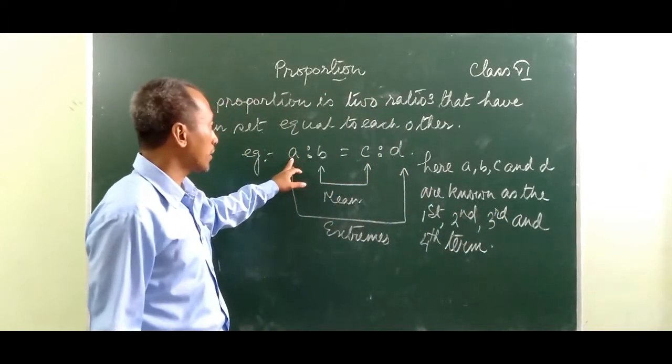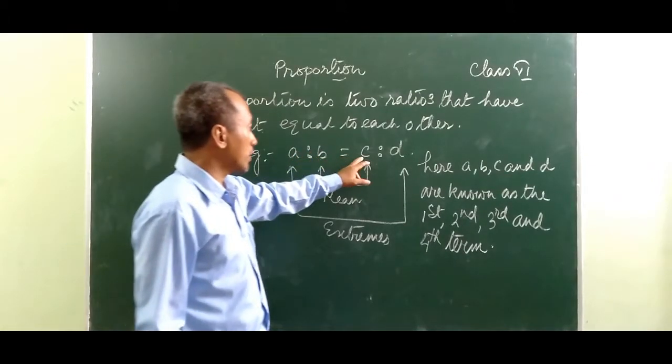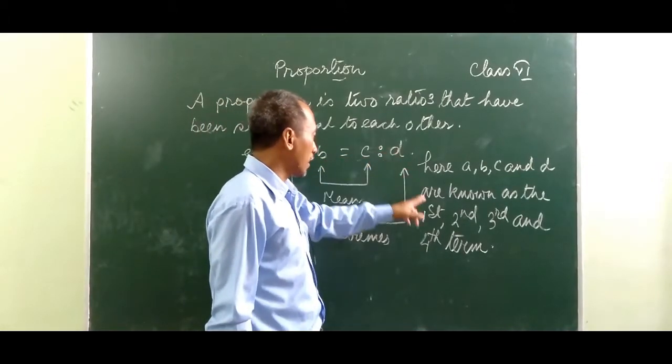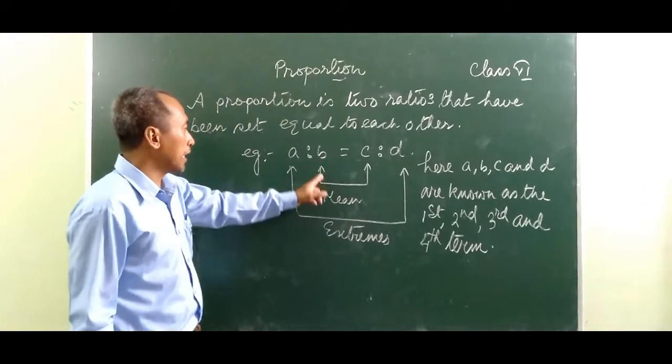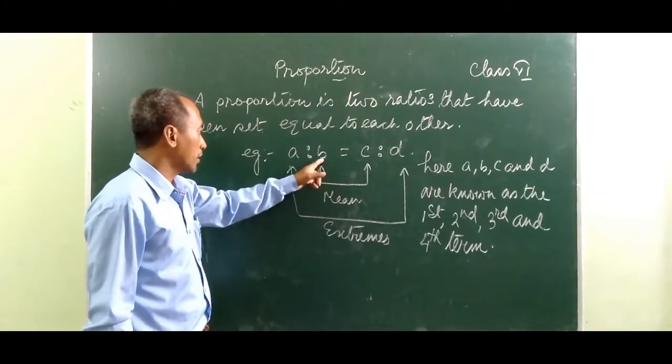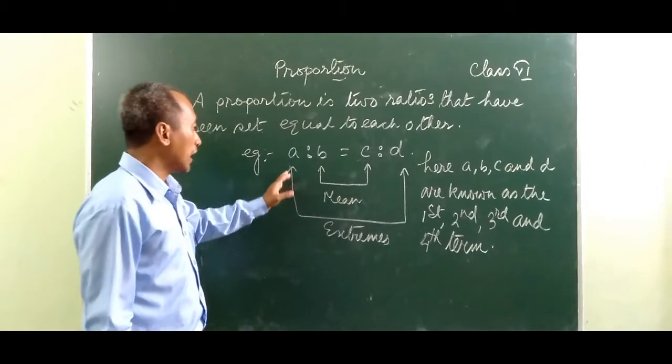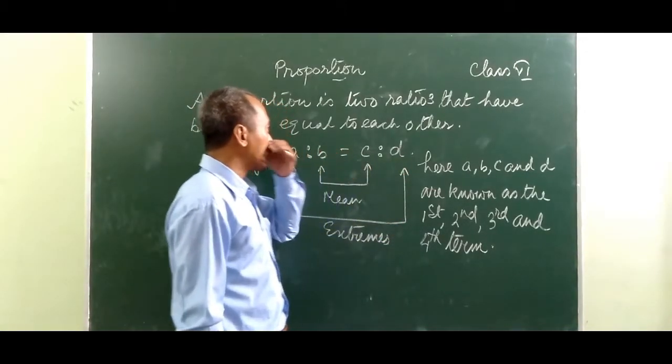Now, here A, B, C, D are called the first, second, third and the fourth term. A is the first term, B is the second term, C is the third term and D is the fourth term. And here B and C are called the means, and A and D are called the extremes.